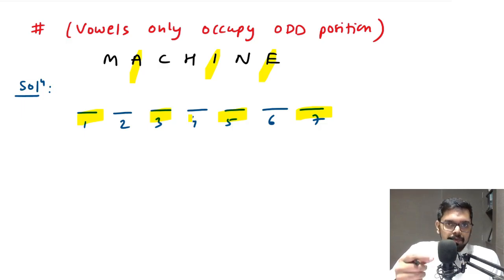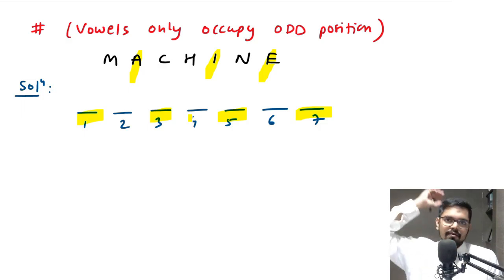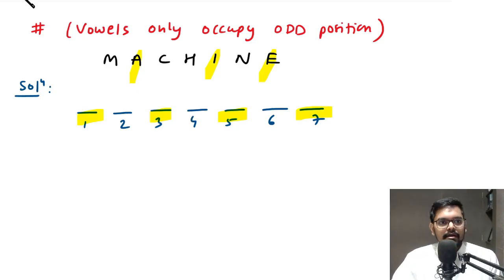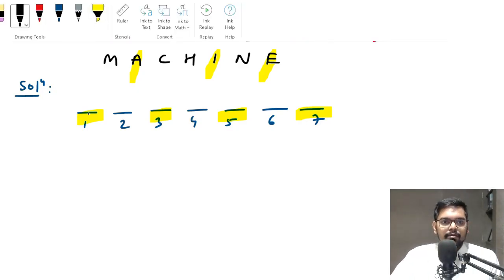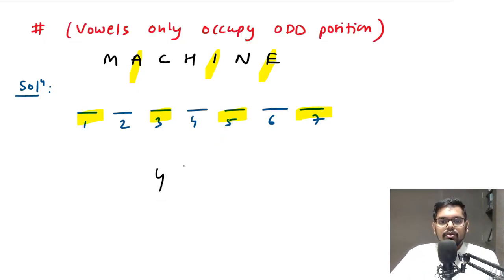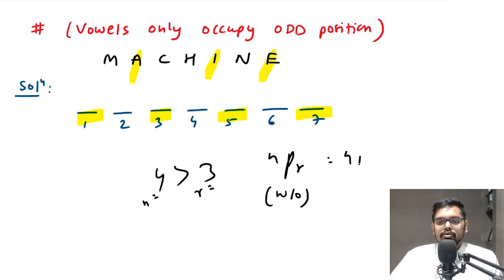If you know the permutation formula, then you have no issue. Which is greater? Here we have blanks 4 and letters 3. So 4 is greater than 3, which means N is 4 and R is 3. So just use nPr, where it is without repetition. So 4P3, you will get your answer of arrangement, right?